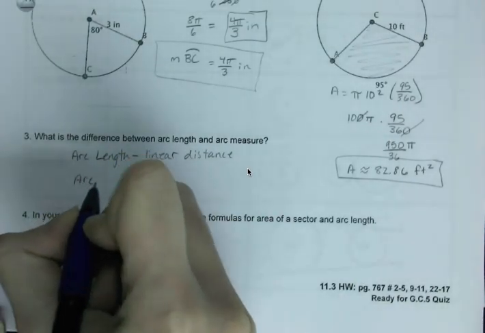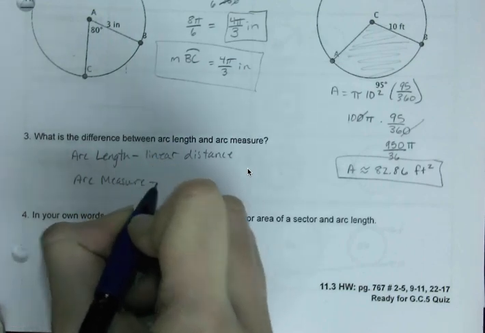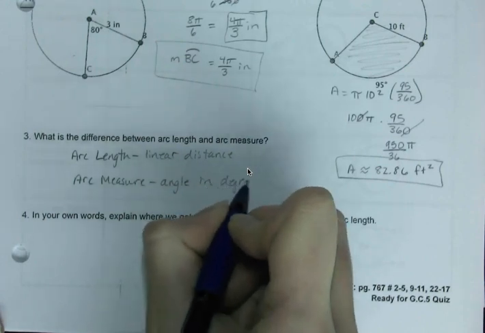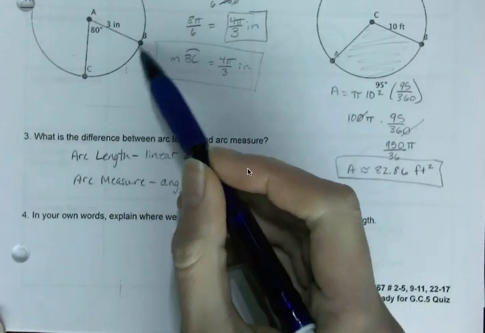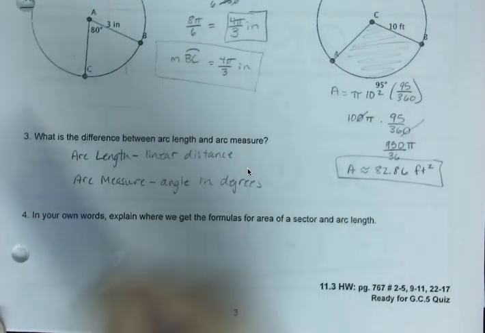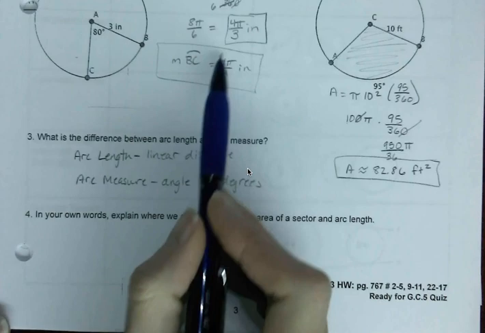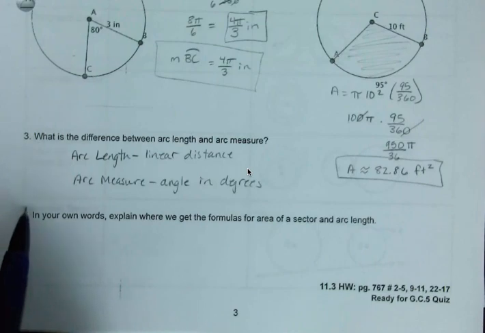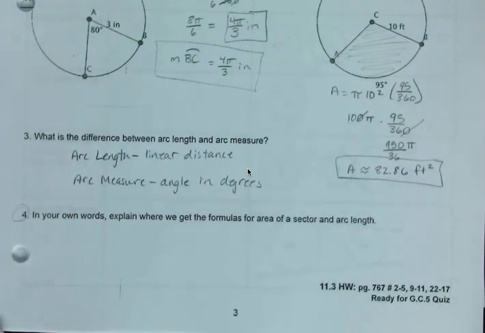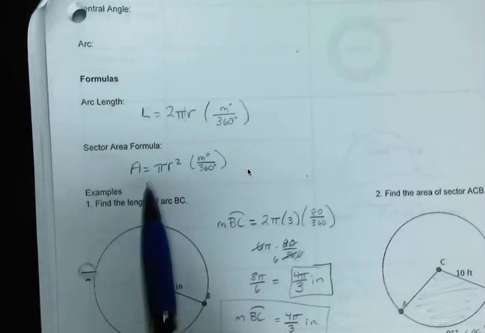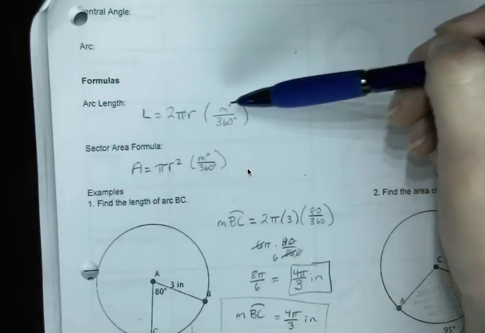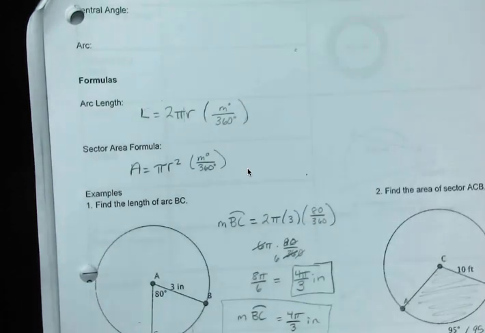Arc measure is talking about the angle. So we can say it's an angle measured in degrees. So for example, again, if I'm looking at this arc, the arc measure is 80 degrees. It's the same as that central angle. So the arc length is what we found using the formula. The arc measure is that angle in degrees. Okay? And I think we kind of talked about this already, but where did we get those formulas? Well, we are already using formulas we know, circumference and area, but we're only taking a portion. So that's why we multiply by whatever our central angle is out of 360. And that's where we get both those formulas from.